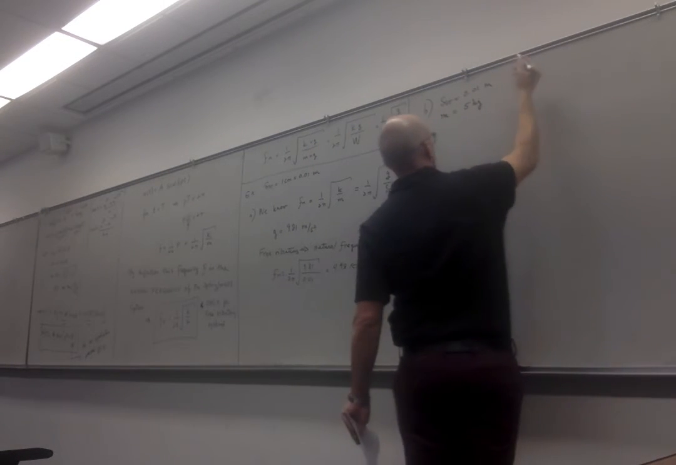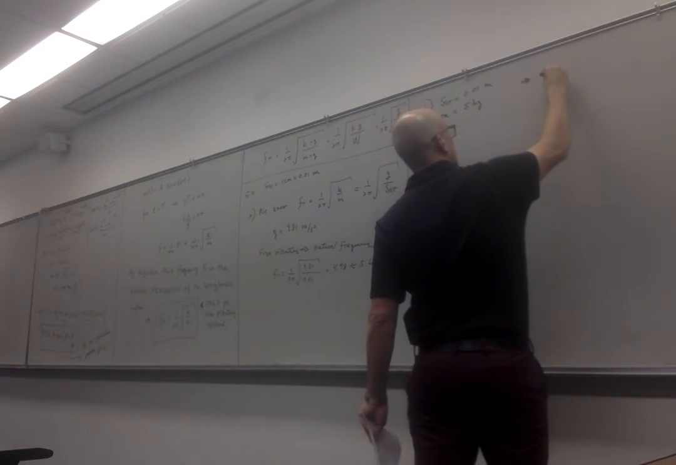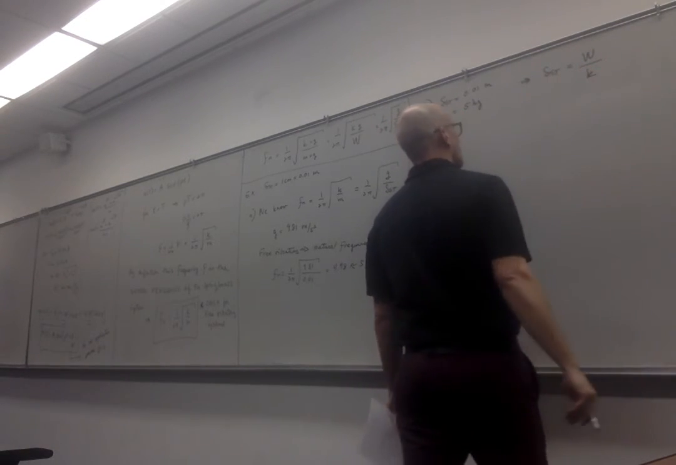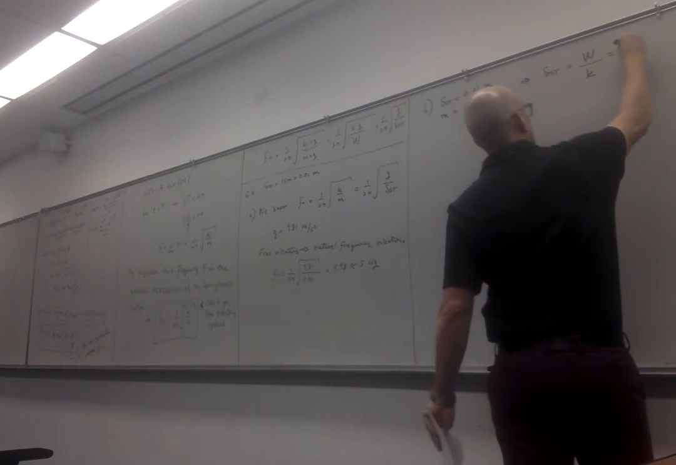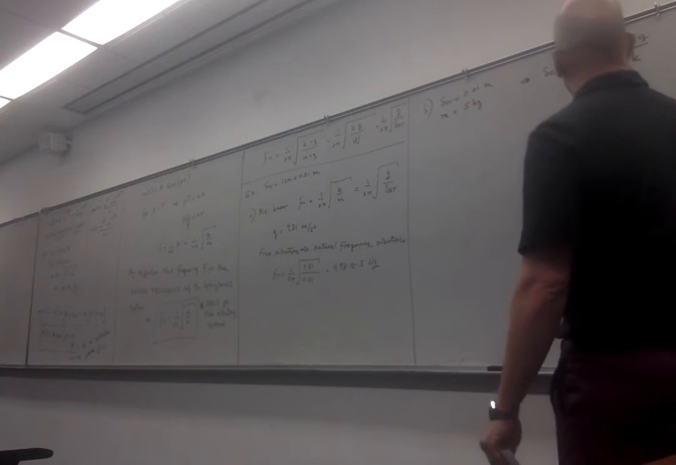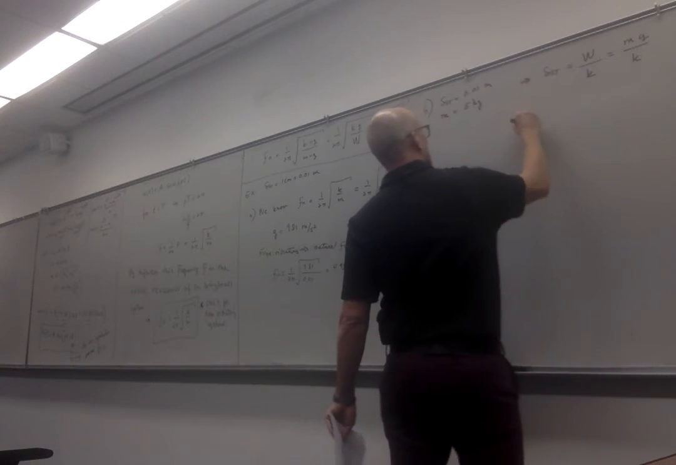We know that the static deflection, by definition, is the weight over the spring constant. So this is mg over k. We're pretty good there, pretty straightforward again.